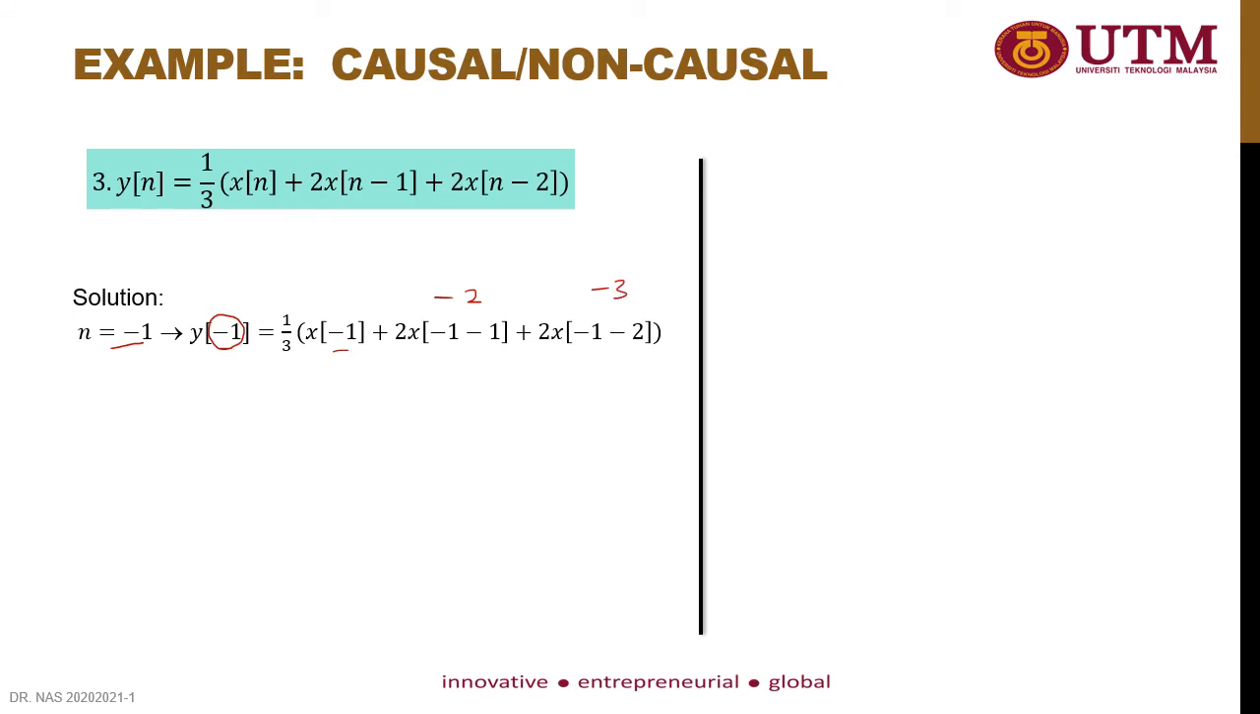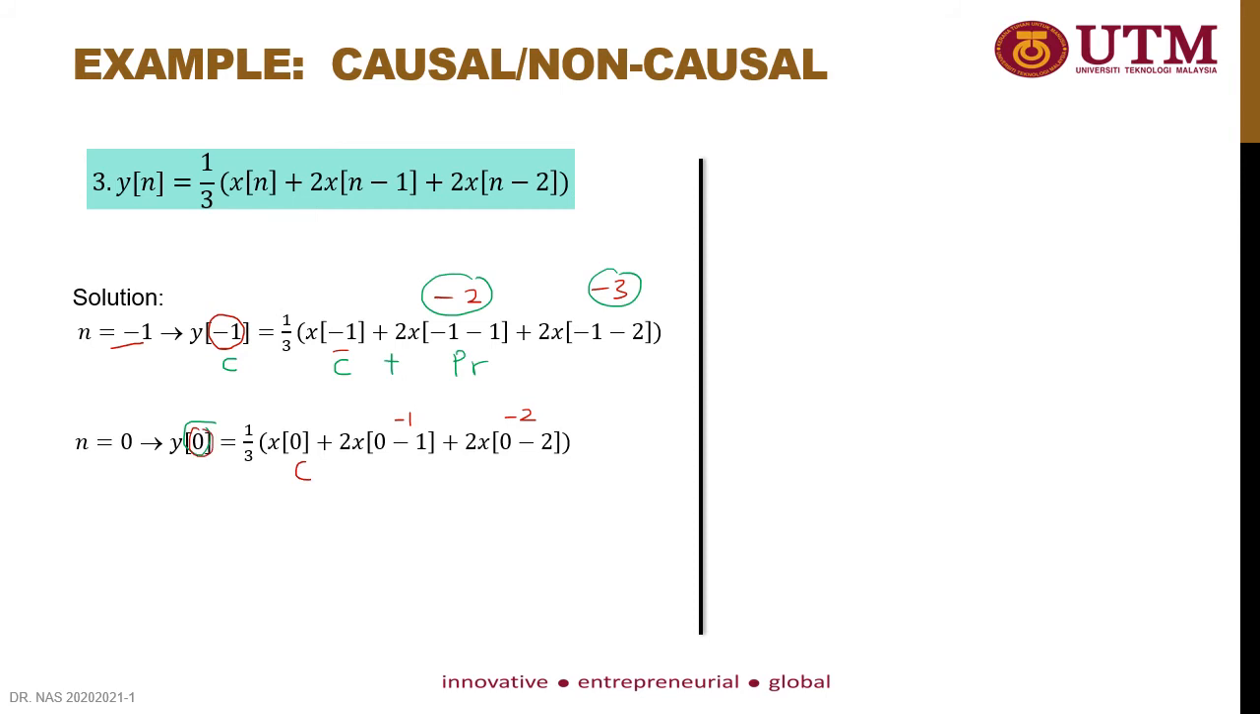Okay. So let's look at the states. So here you have the current state. Then you have the previous state, -2 is previous state, and -3 also previous state. Okay, look at the second n value, when n equal to 0. So this is the current state. Here you got 0, here is -1, here is -2. So this is the current state 0, and here you have previous state, and here also previous state.